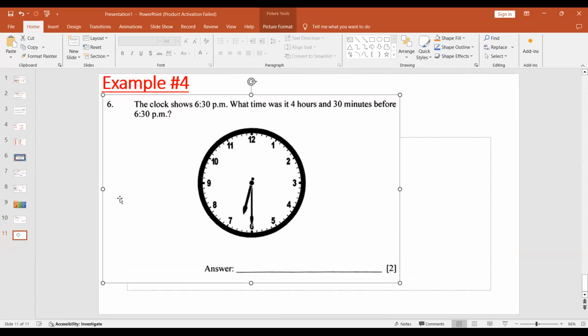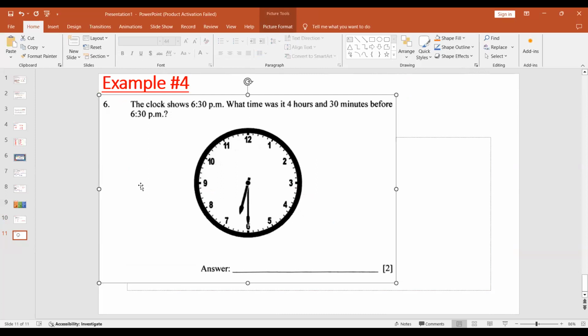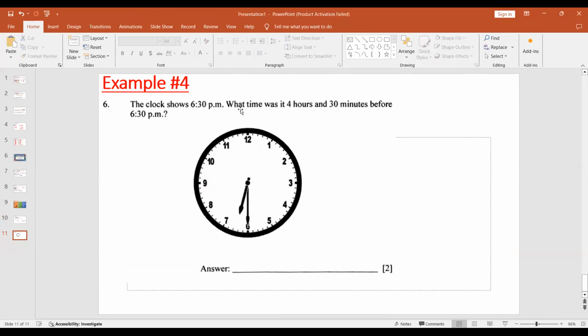It says that the clock shows 6:30 p.m. What time is it 4 hours and 30 minutes before 6:30 p.m.? So the clock shows 6:30 p.m. What time is it 4 hours and 30 minutes before 6:30 p.m.? I need you to put your answers inside the chat for me, please.